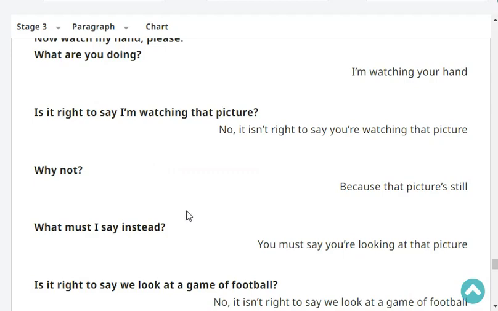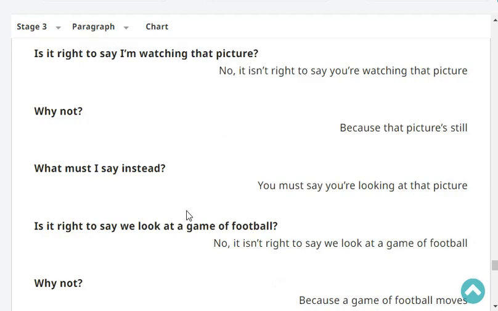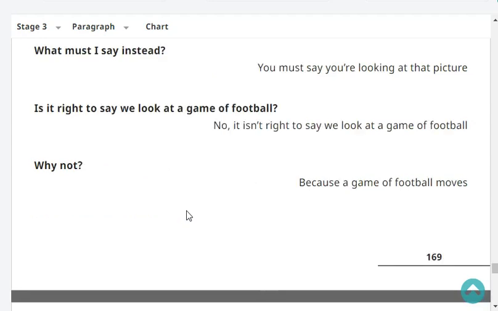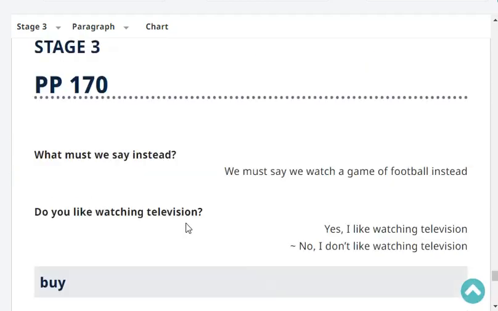Is it right to say we look at a game of football? No, it isn't right to say we look at a game of football. Why not? Because a game of football moves. Very good. What must we say instead? We must say we watch a game of football instead.